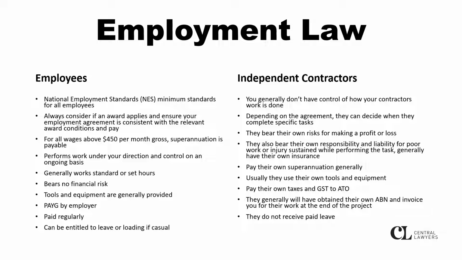Independent contractors are basically where somebody has their own ABN, and you don't really have control of when exactly they do the work. Generally speaking, they're meant to be independent, and they invoice you, for things like specific tasks. They bear their own risks, and they also bear their own responsibilities and liabilities, generally in relation to insurances, and they usually have to pay their own super, and they have to pay their own taxes.